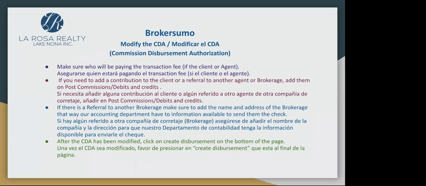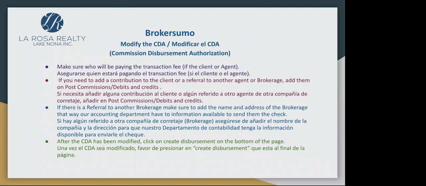As soon as you create the CDA, it will give you two 395 options. One of those 395 options is paid by the agent, paid by the buyer, or the seller, whoever you're representing. So you just have to eliminate the one that belongs to the one who's not paying.